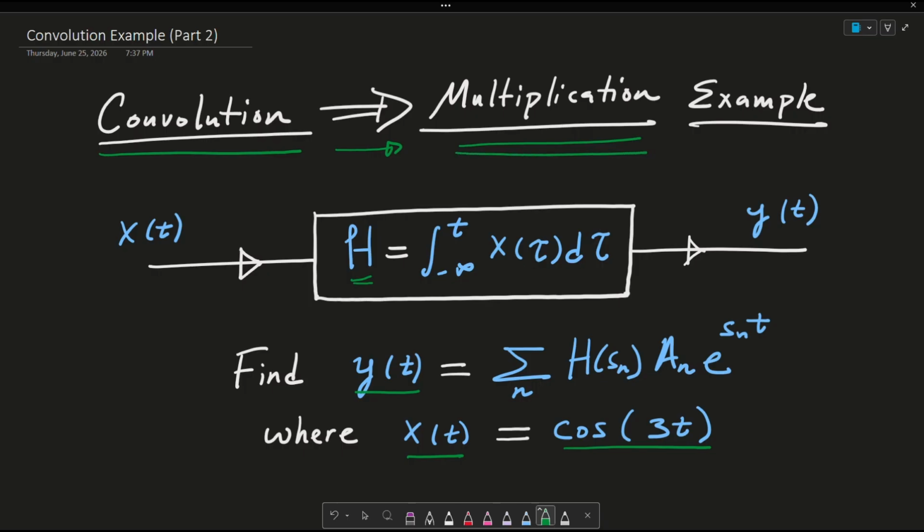And in this multiplication domain, we talked about how the output y of t of any continuous time LTI system is this eigenfunction, which is a complex exponential, times what we called the transfer function of my system. And as a recap, engineers would rather do this multiplication computation rather than do this input convolved with my impulse response h of t.